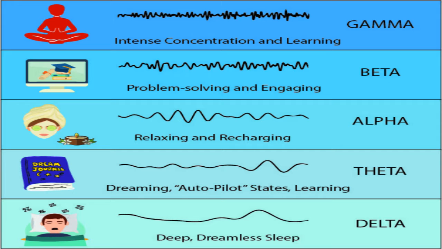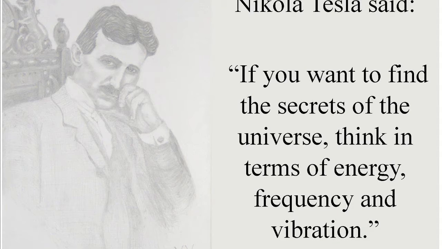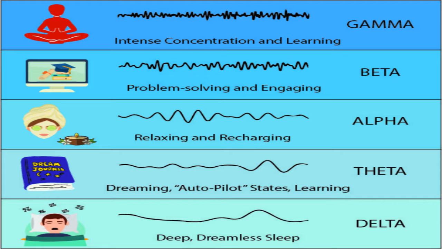Nikola Tesla once said that if we want to understand the universe, we need to think in terms of energy, frequency, and vibration. Similarly, if we want to understand ourselves, we need to think in terms of the pattern or frequency of these brain waves. Scientists have generally stated that there are four major forms of brain waves, and let's see them one by one now.